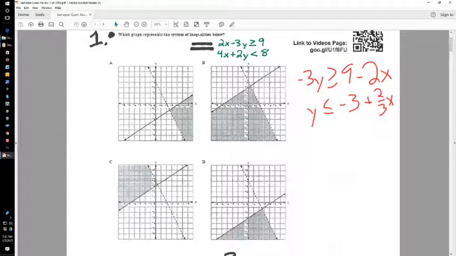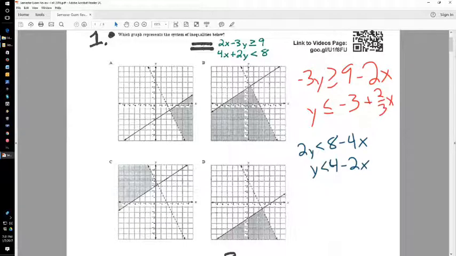The other one, same idea. We'll move the 4x over, then divide by 2. So we've got 2y is less than 8 minus 4x. Divide by 2, y is less than 4 minus 2x. Alright, so those are the two things we've got to graph.